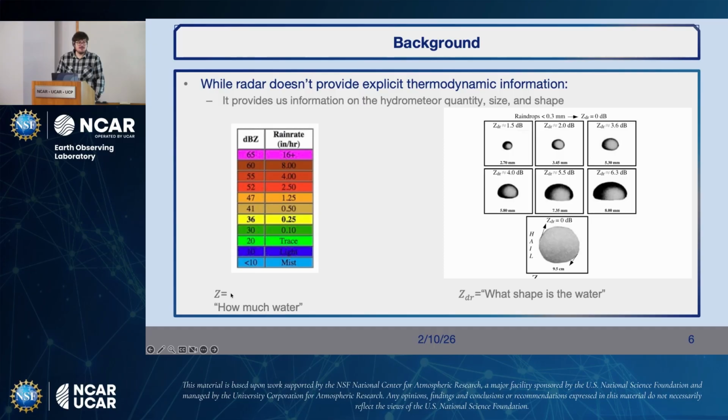If I say Z or reflectivity, it's essentially just a measurement of how much water is being scattered back from the radar. And ZDR, or differential reflectivity, gives an indication of the shape or the size of the droplets. Because as water droplets get bigger, they become more and more hamburger shaped. And that gives you slightly different reflectivity in the vertical and horizontal axes.